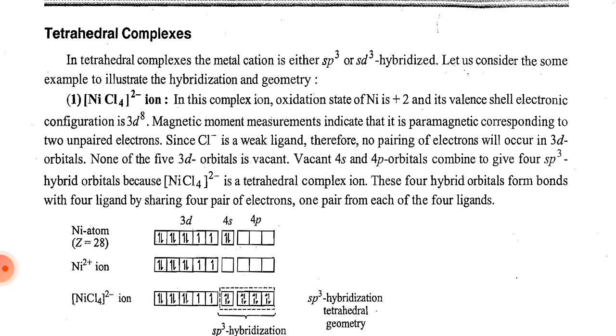Since Cl- is a weak field ligand, no pairing of electrons will occur in the 3d orbitals. None of the 5 3d orbitals is vacant. The vacant 4s and 4p orbitals combine to give 4 sp3 hybrid orbitals, because [NiCl4]2- is a tetrahedral complex ion. These 4 hybrid orbitals form bonds with 4 ligands by sharing 4 pairs of electrons, 1 pair from each of the 4 ligands.